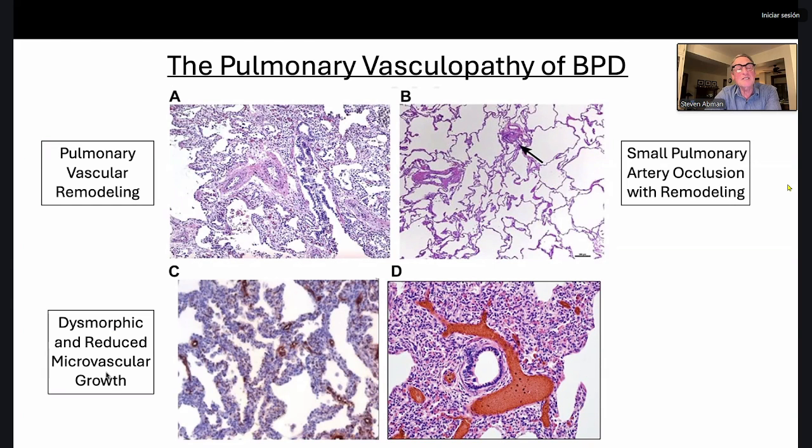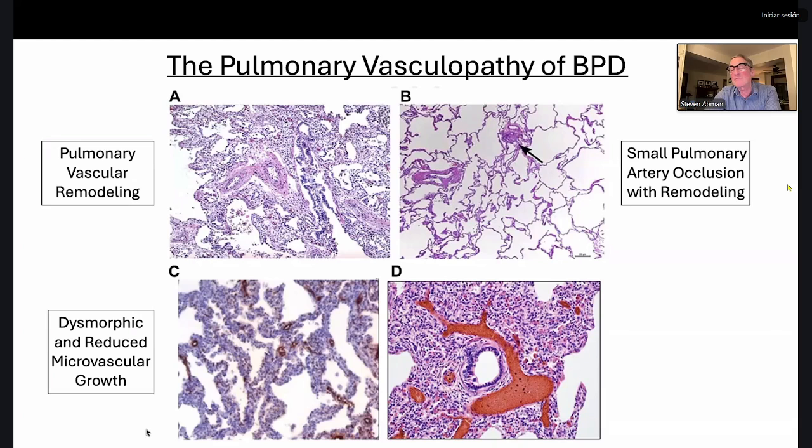I already showed you this idea of dysmorphic or reduced vascular growth leading to reduced surface area, which may predispose for pulmonary hypertension, but may also contribute later on to some of the exercise intolerance that we see, both in young children as well as some of the young adults that have become more problematic as we follow them.